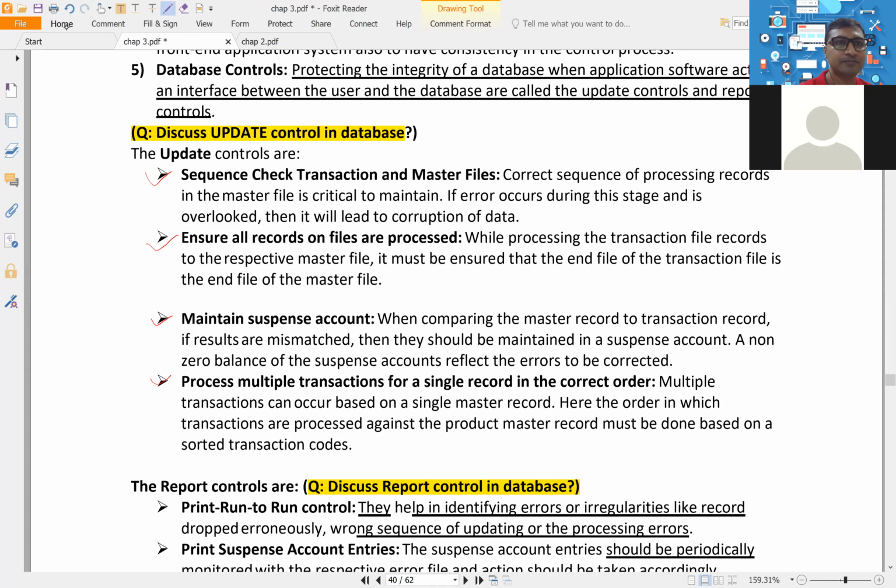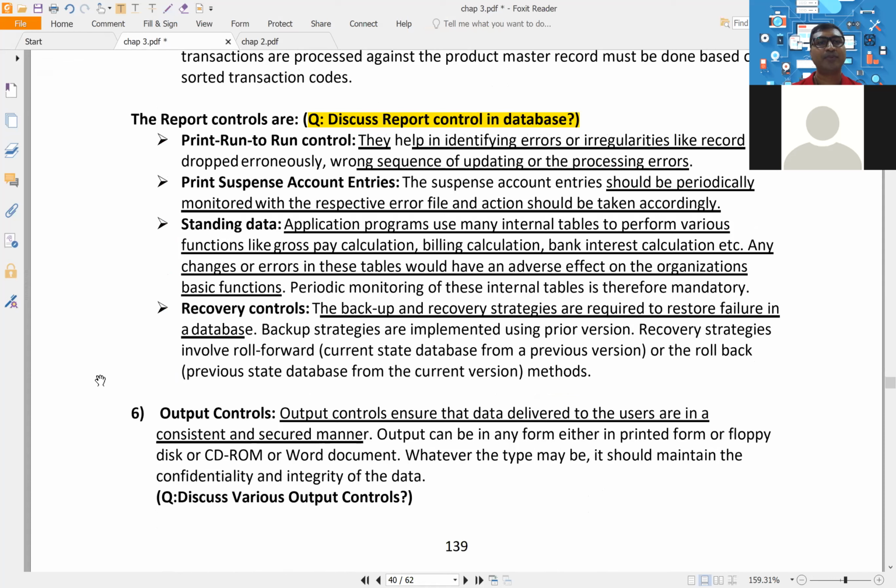Okay. Now, after this, we went to the report controls, where there is print run-to-run control, for which I have given a bank passbook example. A bank passbook will help you to understand whether all the transactions are updated correctly in your account or not. From time to time, we should print suspense account entries to see whether we have solved all the errors in the suspense account. Sometimes some data are constant, like interest rate, discount rate, correct? So guys, these are known as standing data. These rates will not change frequently.